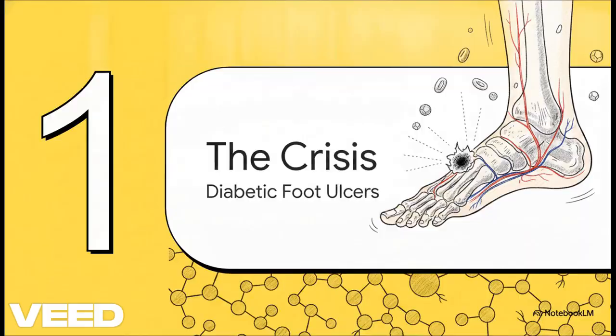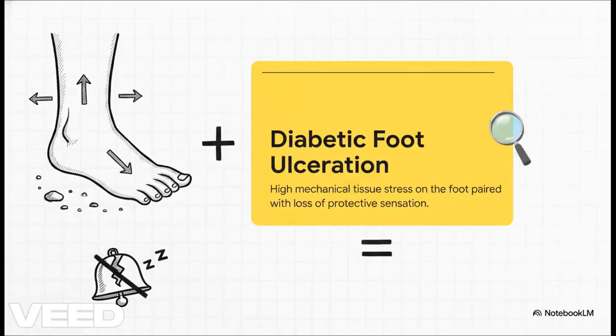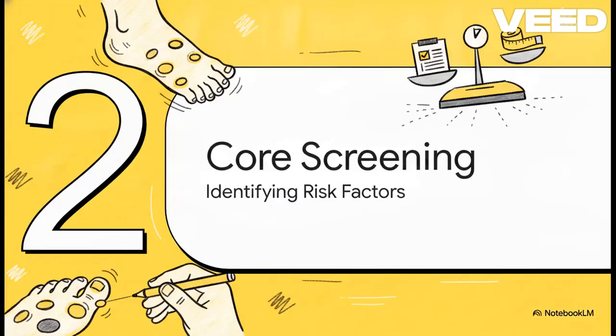Let's dive in. So how do these actually form? Well, it essentially boils down to a pretty dangerous equation. High repetitive mechanical tissue stress, stuff like plantar pressure and the shear forces that just accumulate during normal walking, combines with a loss of protective sensation. Now, usually pain is our friend, right? It's an alarm that tells us to take a rock out of our shoe or to change how we're stepping. But because of peripheral neuropathy, which affects around half of all people with diabetes, that protective alarm system is completely silenced.